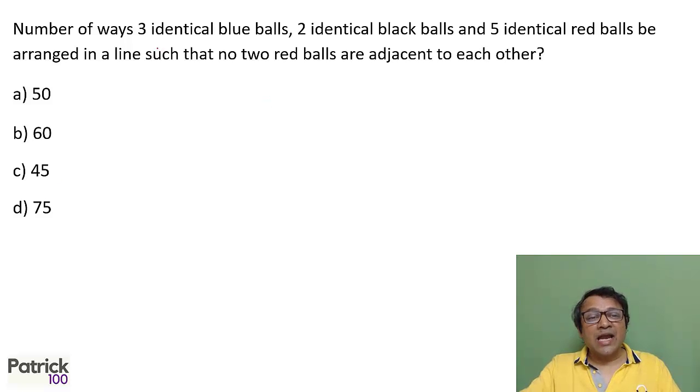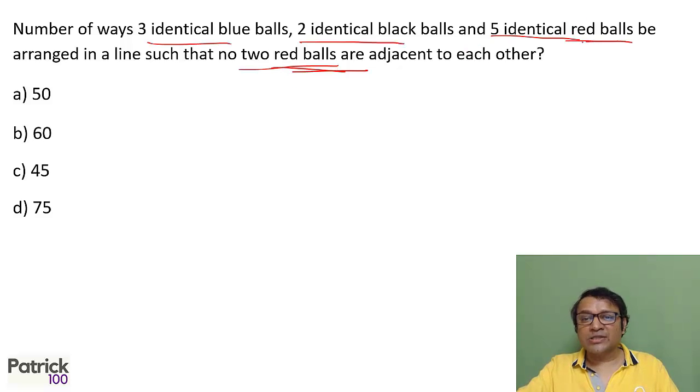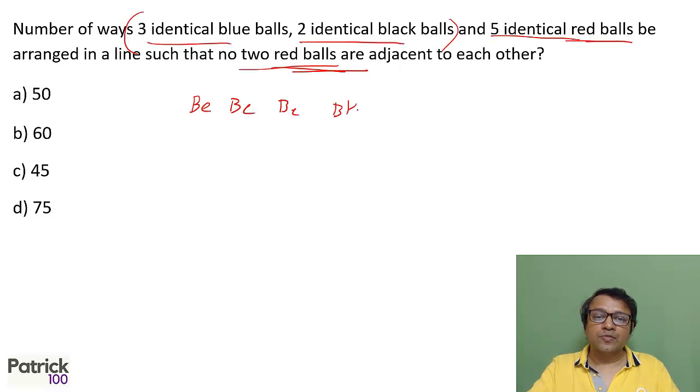Number of ways 3 identical blue balls and 2 identical black balls and 5 identical red balls can be arranged such that no 2 red balls are adjacent to each other. Whenever you have such questions where no 2 red balls are adjacent, first arrange the remaining balls. How many ways can I arrange 3 blue balls and 2 black balls? 5 factorial upon 3 factorial 2 factorial. 3 blues are repeated, 2 blacks are repeated, which is 10 ways.